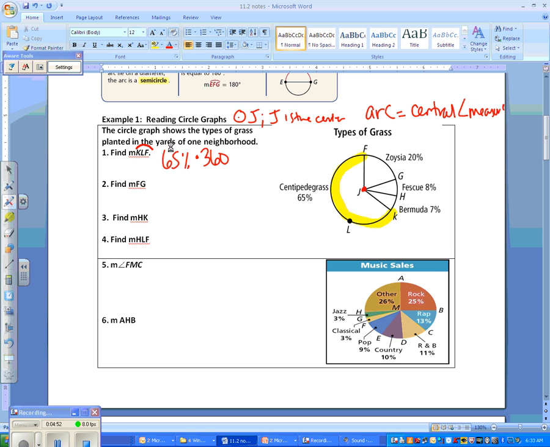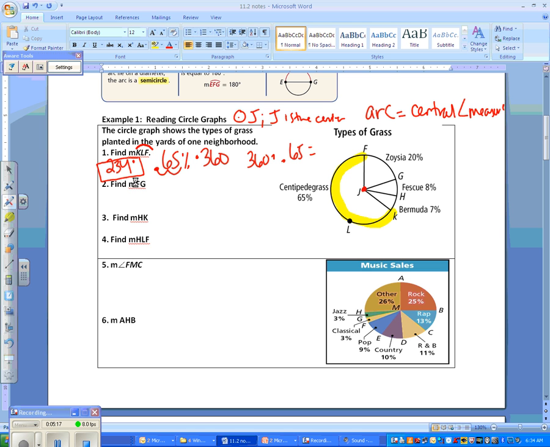So you can't just go 65 times 360. You need to change this into a decimal. And to change it into a decimal, you move it over twice. So really, you're going to go 360 times 0.65. And that's going to tell you what that part of the circle is. 0.65 times 360. And your answer should be 234 degrees. The final answer.